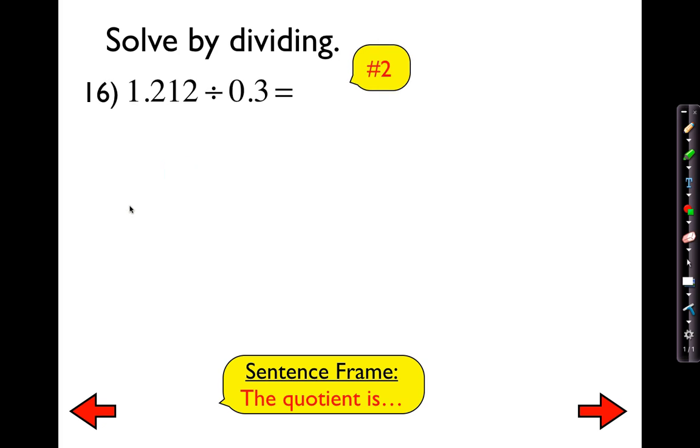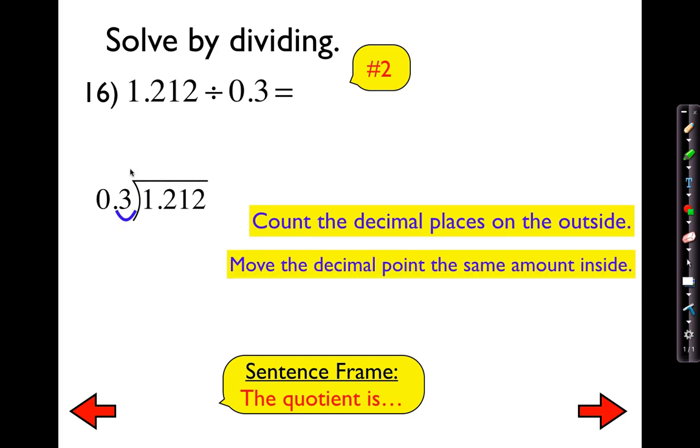Next, here, number 16, same idea. The first number is what goes inside. The second number is your divisor that goes outside. You want to make sure this is a whole number. In order to do that, we're going to move our decimal once to the right, and we're going to repeat the process on the inside. So again, what essentially is happening is you're multiplying this by 10. Therefore, you'd have to multiply the dividend by 10, which makes the numbers different.